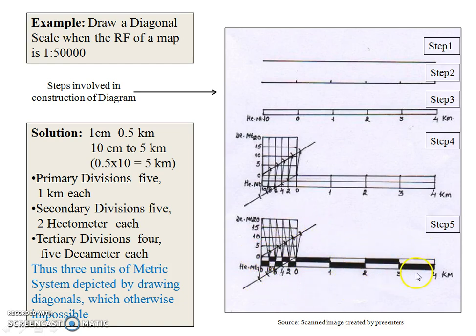As per the need, you can even show 10 divisions diagonally showing 2 decameter each. Thus, you can go up to required micro level and show 10 to 12 divisions vertically.